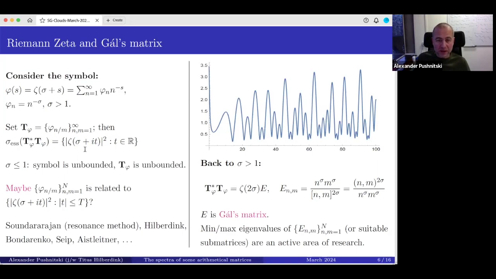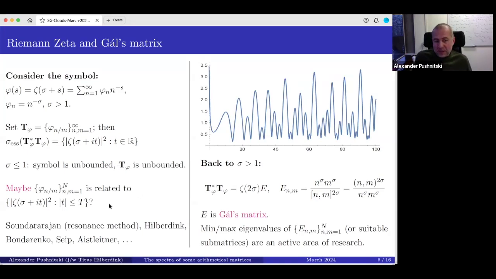So this is precisely the analog of the classical Toeplitz operator theory. Now, of course, if sigma becomes less than 1, we are in the critical strip. So the zeta function becomes unbounded. Here, purely for your visual enjoyment, I've plotted the graph of the absolute value of Riemann zeta for sigma corresponding to 3/4. You see it's an intricate pattern. It has some small values and some large values. So the symbol becomes unbounded and the Toeplitz operator becomes unbounded.